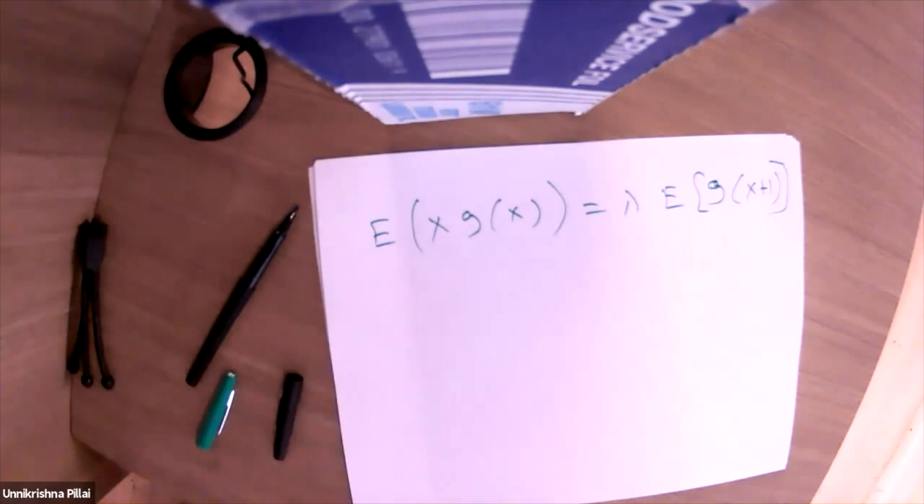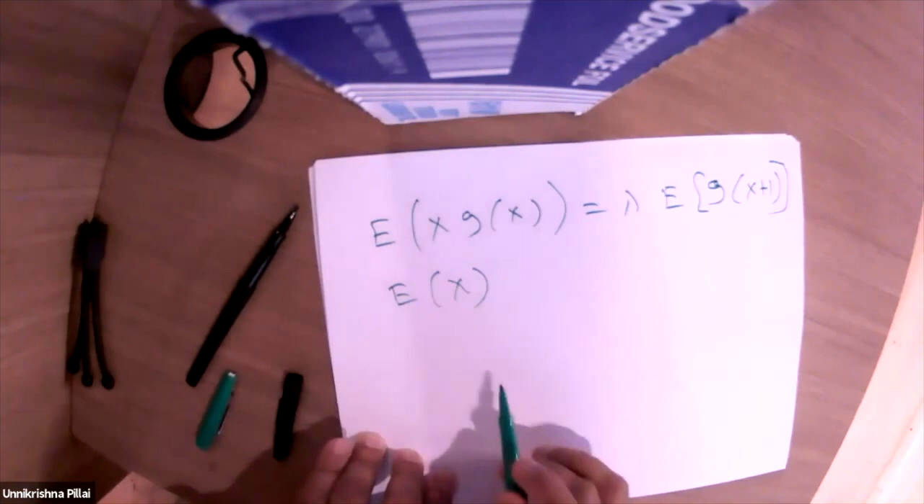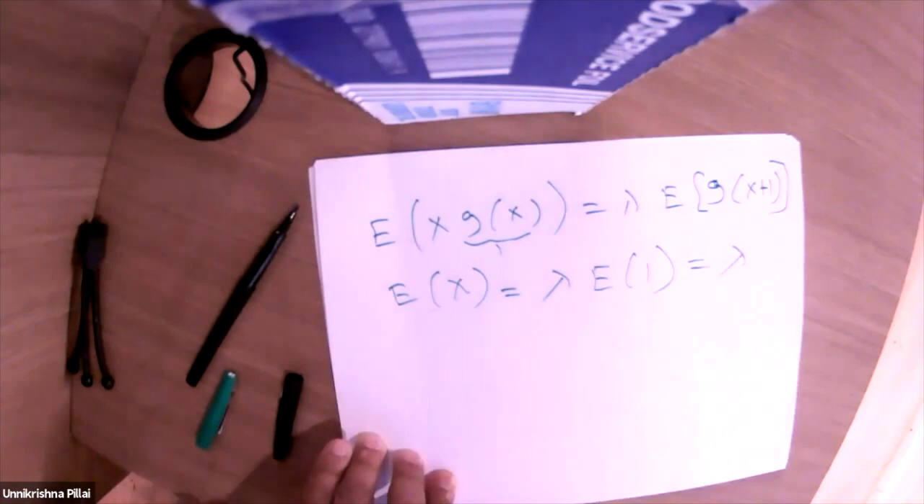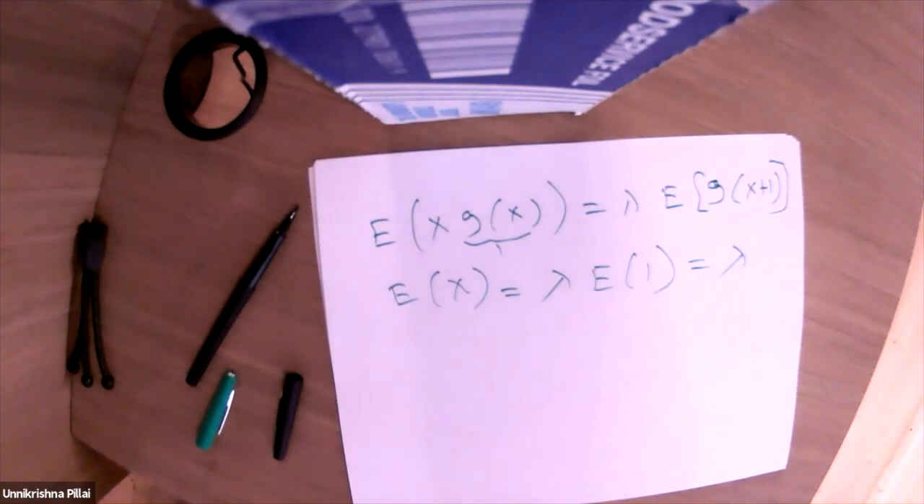So I derived this for you. So what is its usefulness? Let me find out the expected value of x. To apply this formula, I will assume, of course, g(x) to be 1. So the answer is lambda multiplied by the expected value of 1. So you get lambda. Remember, we derived this last time, but through all sorts of cancellation, this and that.